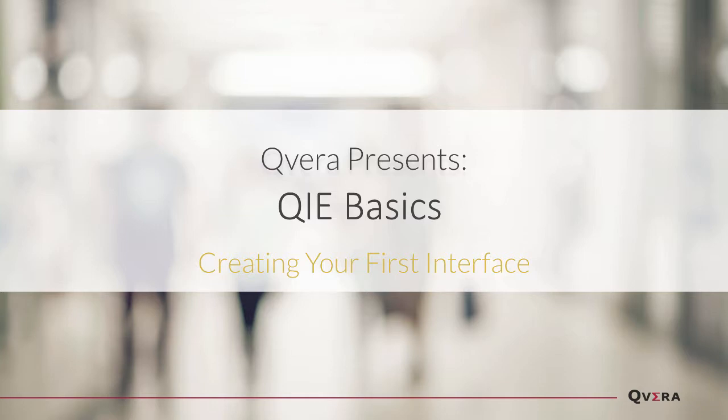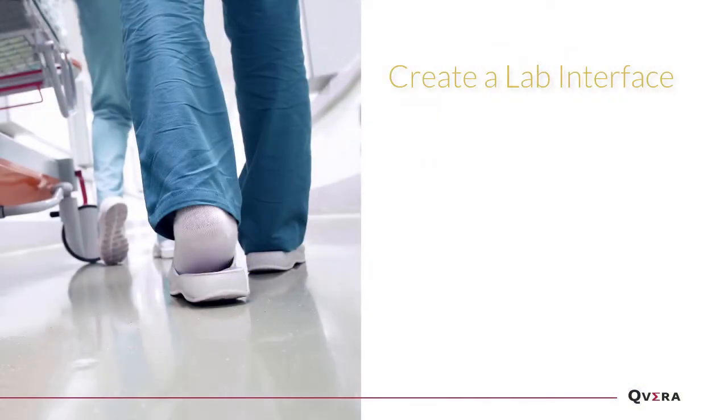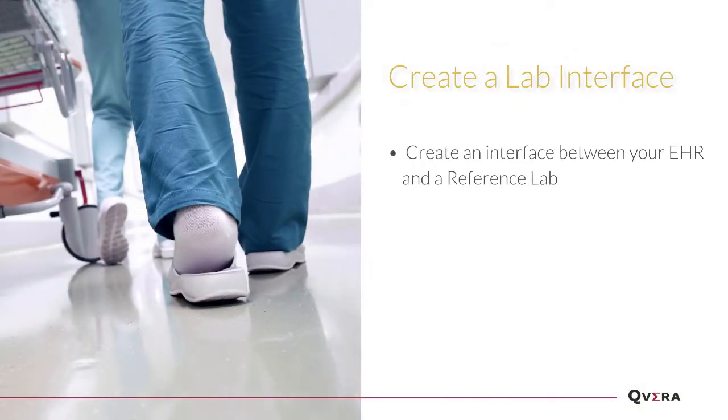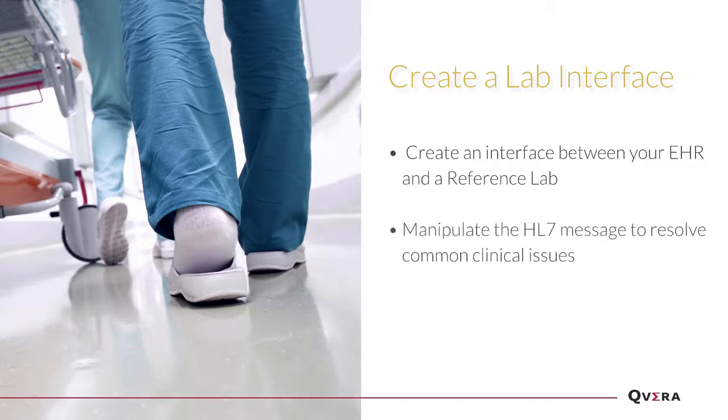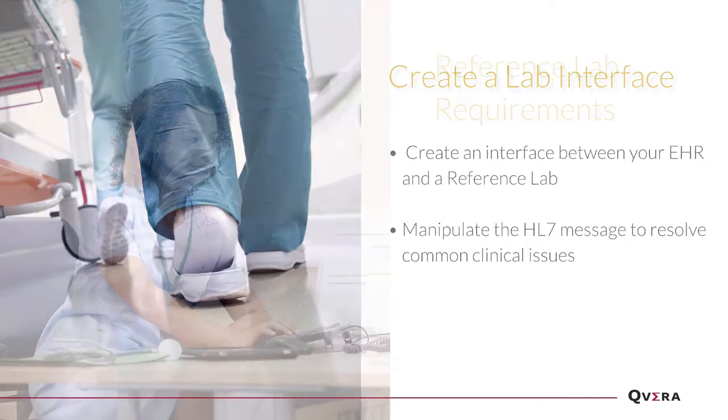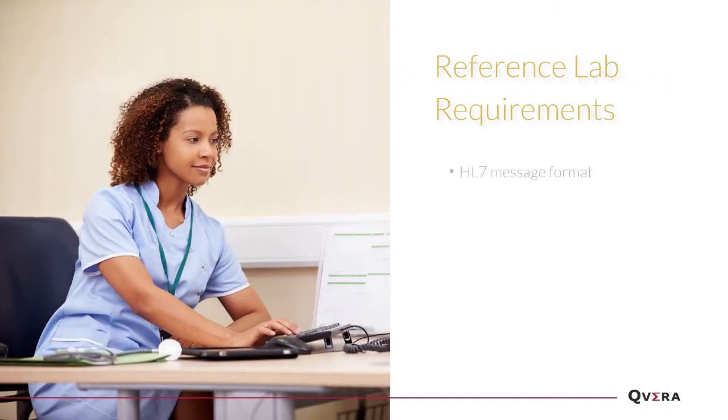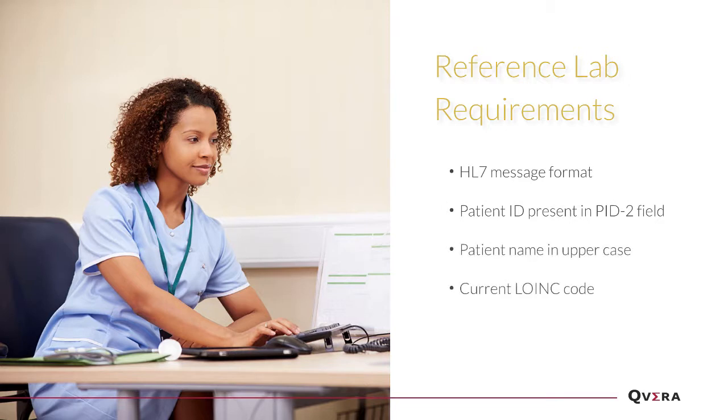In this episode, we will walk you through the process of creating your first QIE interface. We will show you how to create an interface between your EHR and a reference lab, and how to manipulate the outgoing message to resolve common clinical issues. The reference lab is expecting HL7 test orders that include patient identifying information and are associated with standardized link codes.